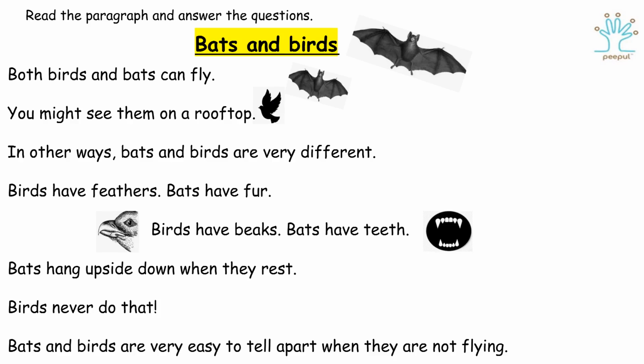Both birds and bats can fly. You might see them on a rooftop. In other ways, bats and birds are very different. Birds have feathers, bats have fur. Birds have beaks, bats have teeth. Bats hang upside down when they rest. Birds never do that. Bats and birds are very easy to tell apart when they are not flying.